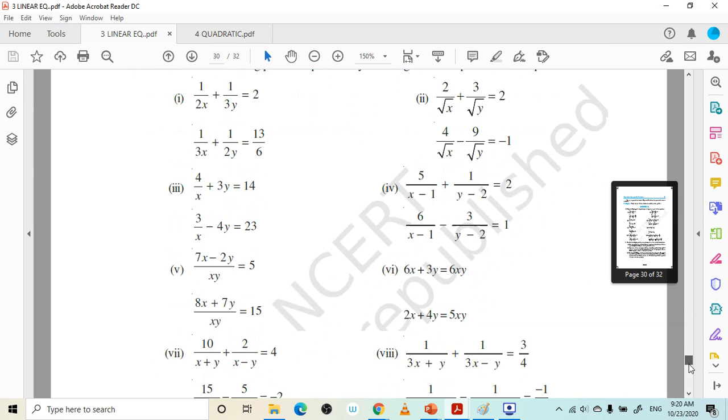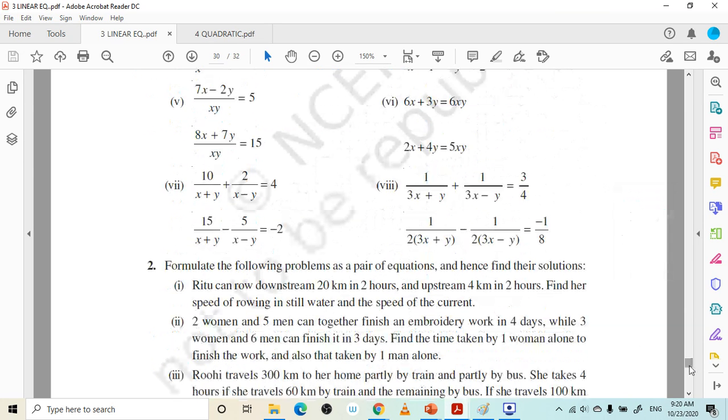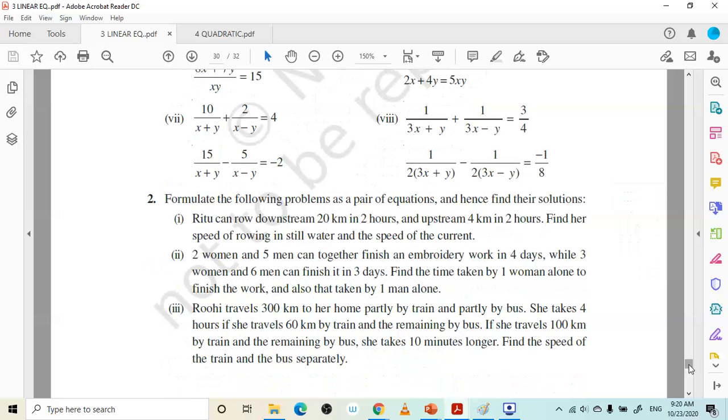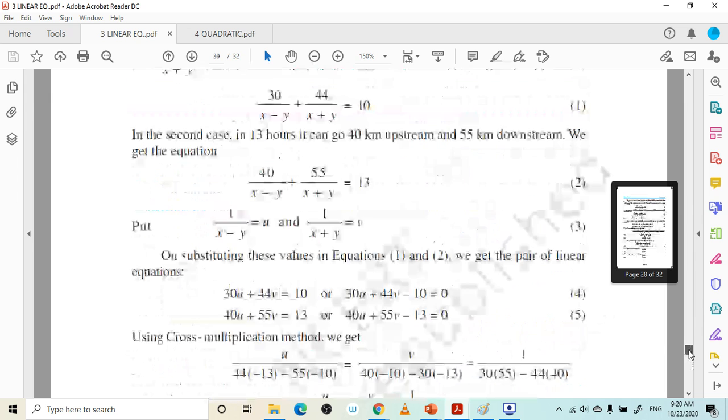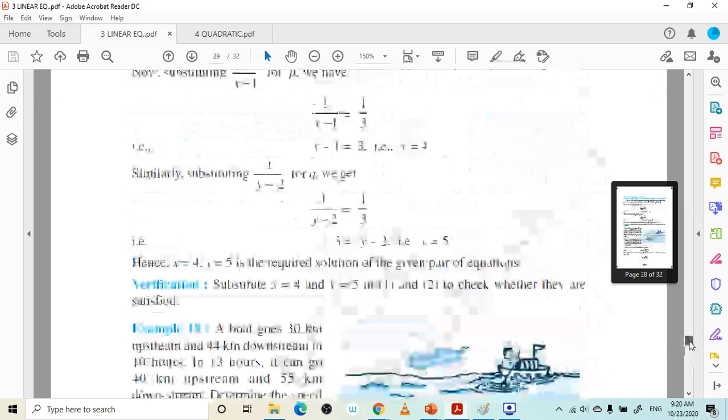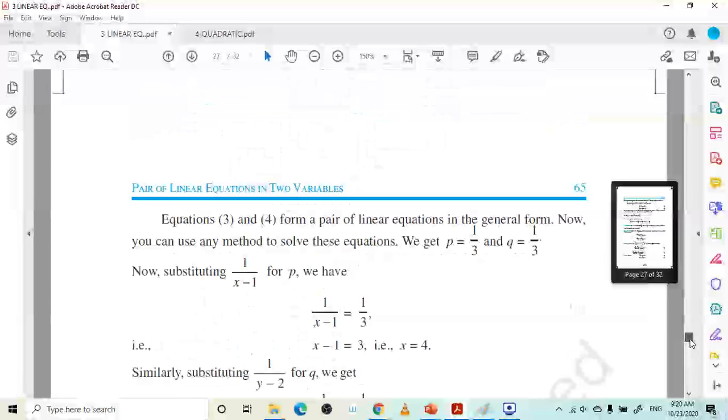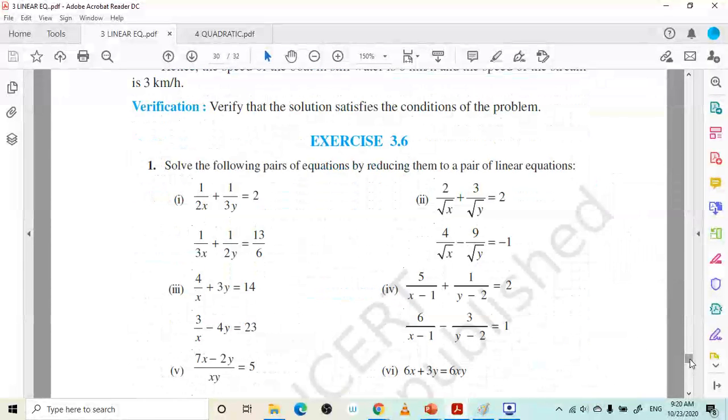I'm just showing you the exercise. See this, Ritu can row downstream. This is a most important question. Three of the questions, if they haven't removed, then this is going to be your most important question. But this is removed, and now we will not discuss much more. And see, this is the fifth exercise, 3.5. No, this full exercise is cancelled.